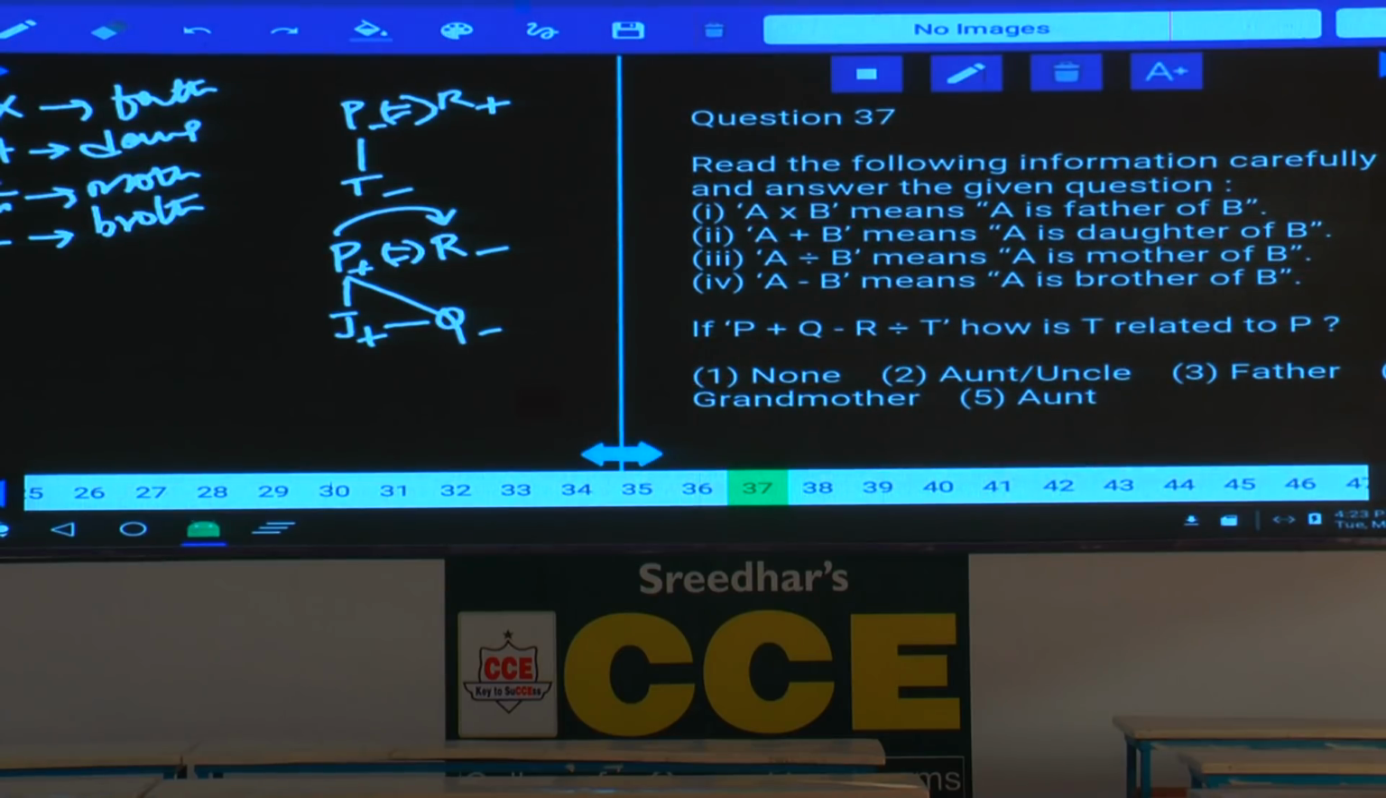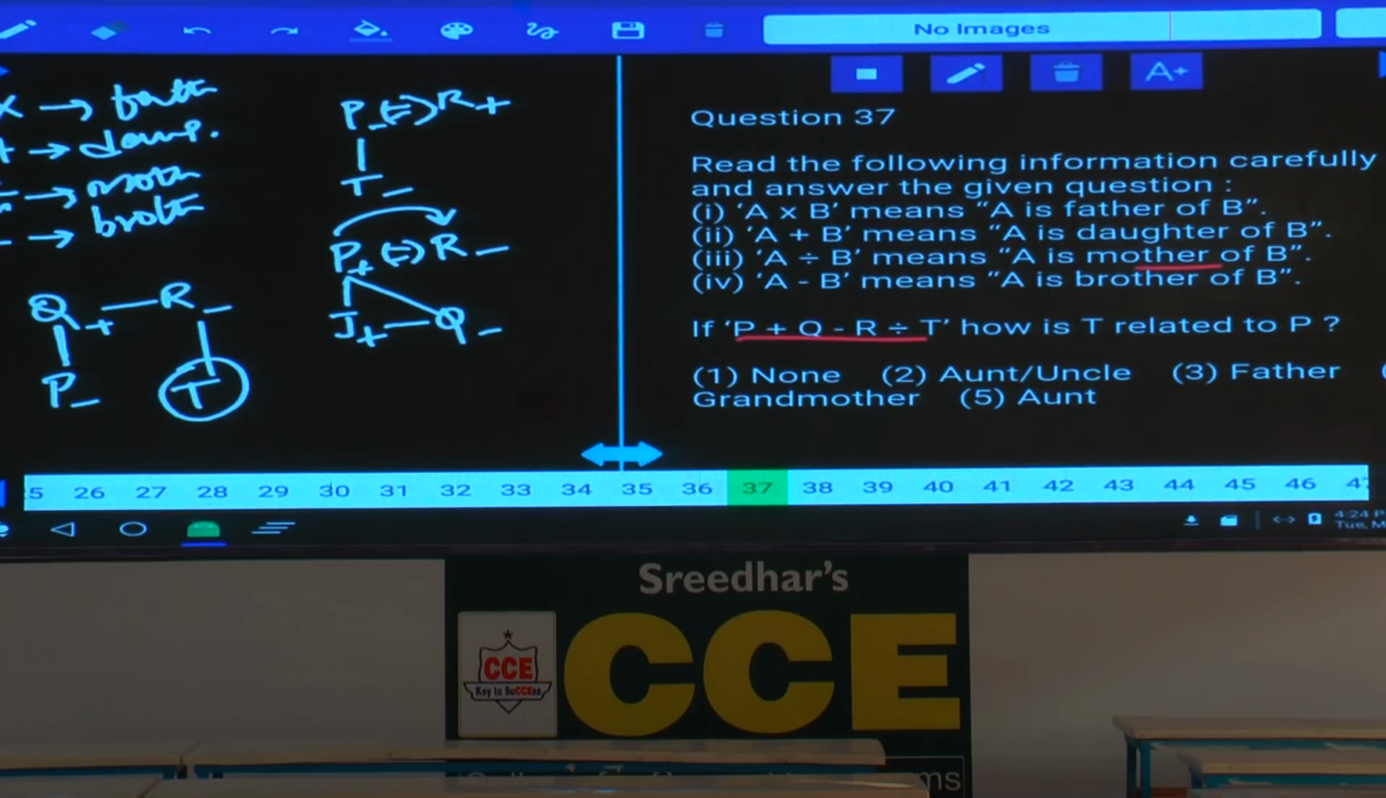36. Then coming to question number 37. Now here the expression is given: P plus Q minus R divided by T. P plus Q, plus stands for daughter, P is the daughter of Q, isn't it? Next one, Q minus R, Q is the brother of R. R divided by T means R is the mother of T. R is the mother of T can be written like this. Then how is T related to P?